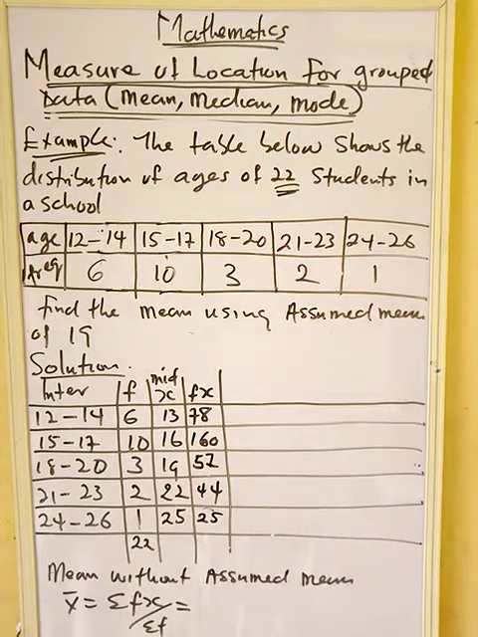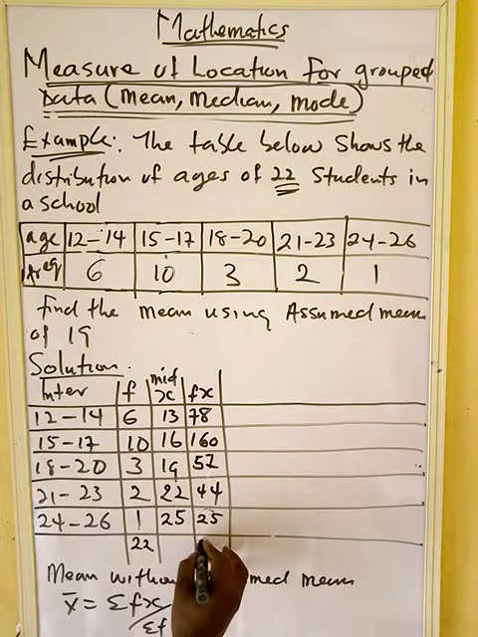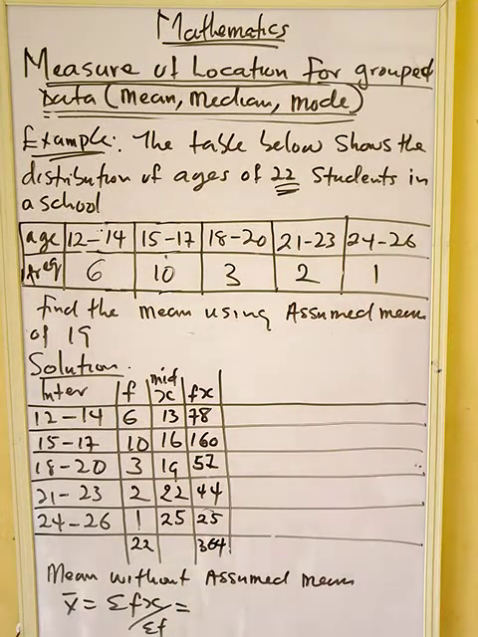So let us add them together. That's the summation of fx. By adding everything together, we have 364.